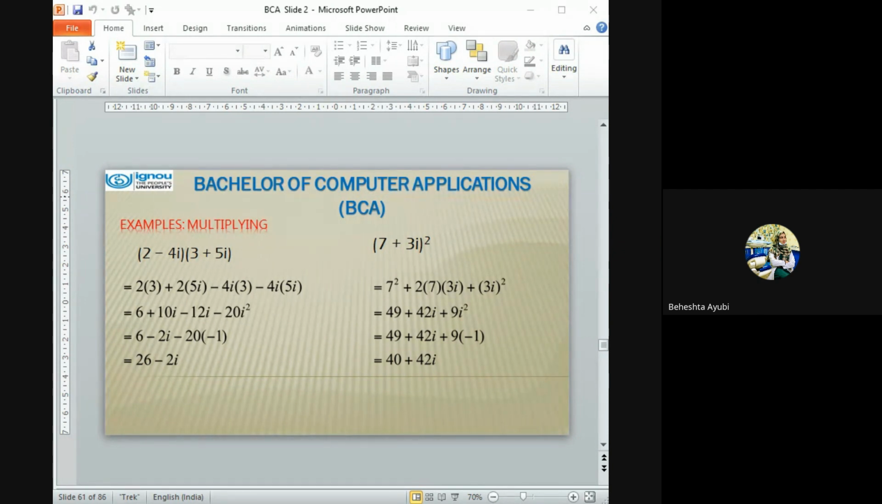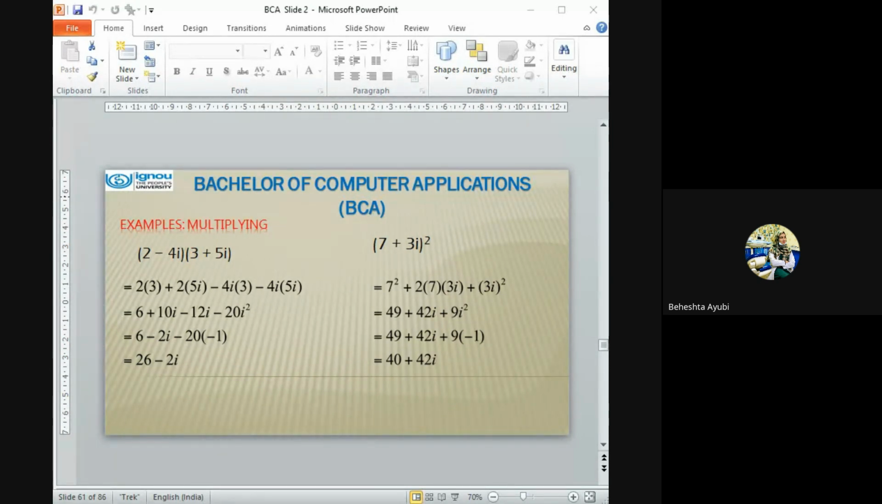Continue. In the first example, we have (2 minus 4i) into (3 plus 5i). First, we will multiply 2 with 3, 2 by 3 plus 2 by 5i. Then we will multiply minus 4i with 3, and minus with plus will become minus, 4 with 5 i with i. 2 by 3 will become 6, 2 by 5 will become 10i, and minus 4 with 3 will become minus 12i, and minus 4 with i will become i square.